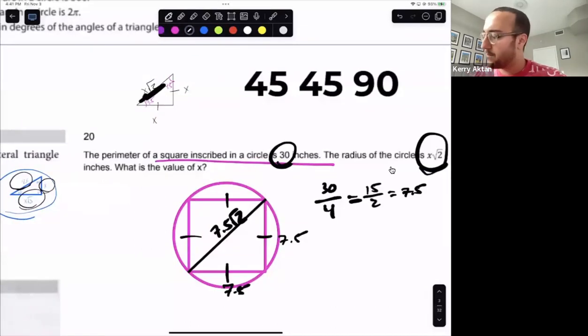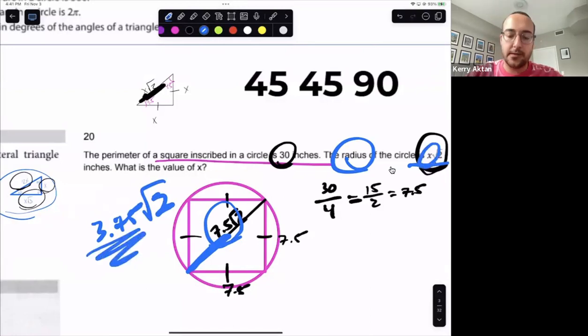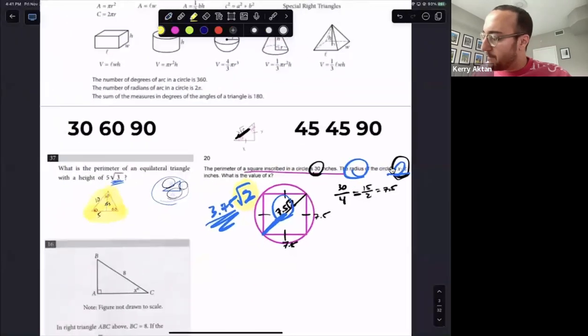Well, that's pretty cool, but they want the radius, my friends. The radius is just half of that. What is half of 7.5? If I have $7.50, what's half of that? 3.75. Really, 3.75 root 2, but all they're asking about is that x value, just 3.75. And remember, you wouldn't even be able to submit root 2 on the grid-in, right? Cool. If you have any questions on that, obviously, let me know in the chat.